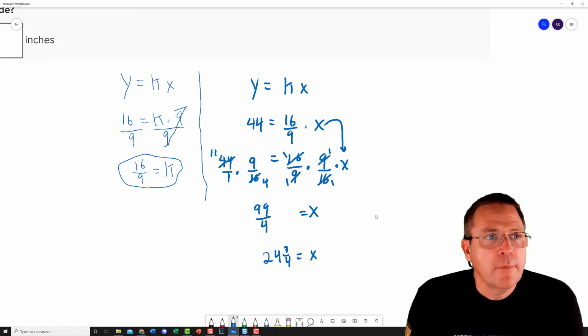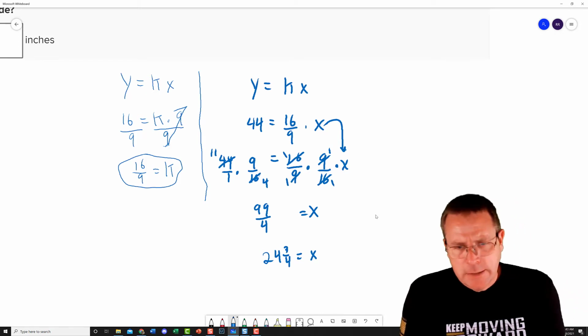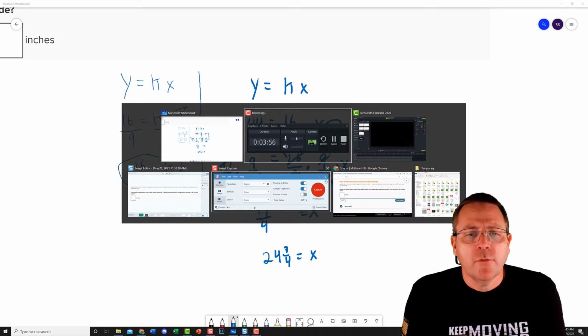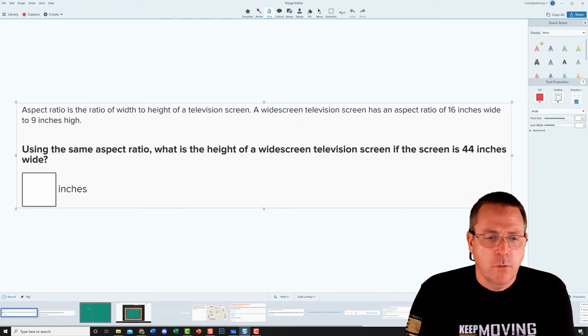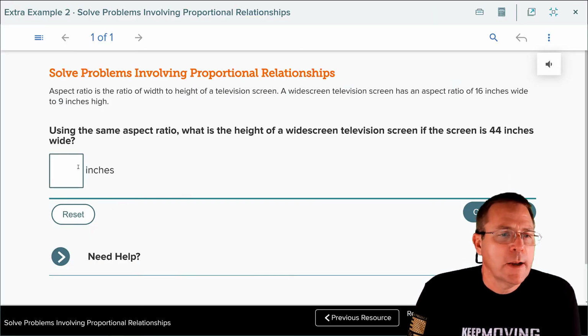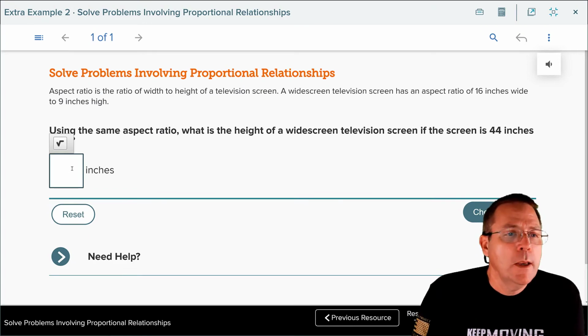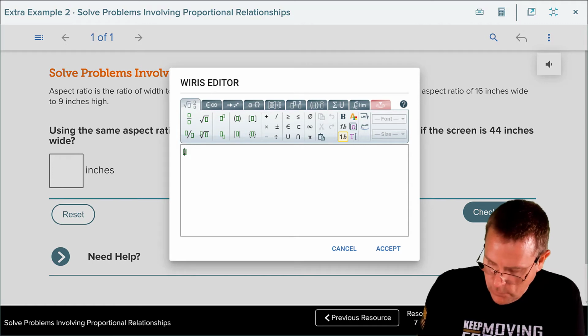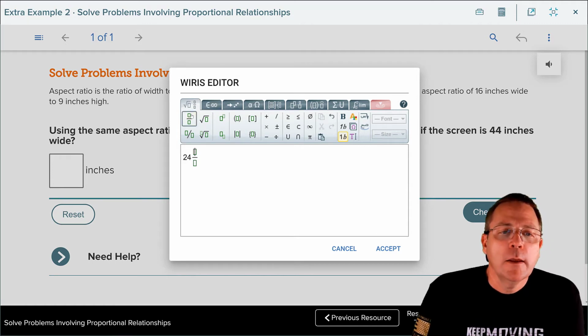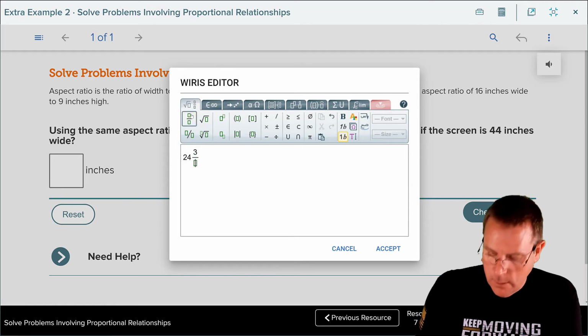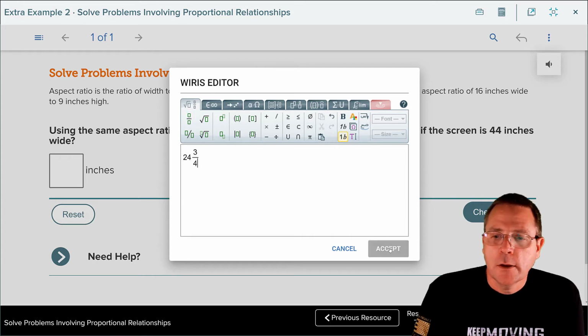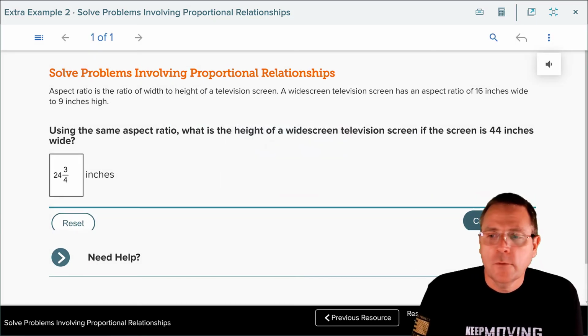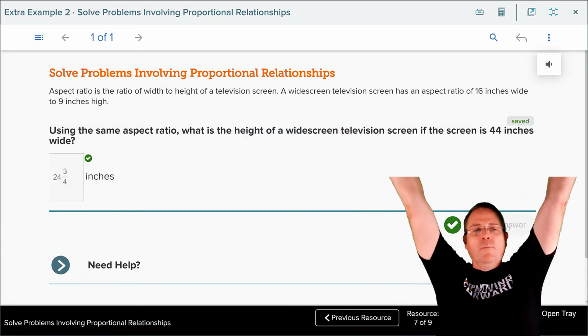Well, they don't have that option there. My guess is they're going to want us to put in 25 for our inches, rounding it to the nearest whole number. So let's give that a try. I'm going to type in, oh wait, no, maybe they do. So let's try it. We're going to do 24 and 3/4, and check our answer. Am I right? I am right.